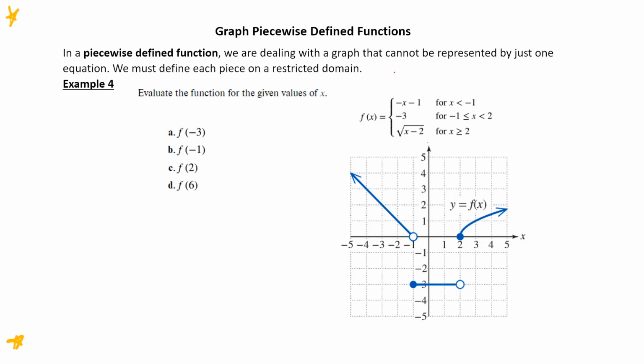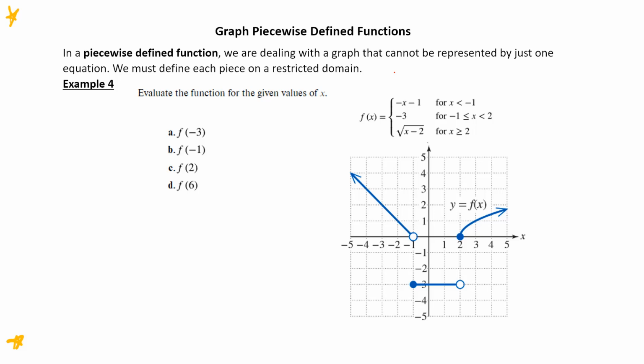All right, a piecewise function is a function that has to be defined in pieces because it is not just a graph that can be written as one equation. We have to define it over different intervals of the x-axis. So this function says f of x equals negative x minus 1 for x less than negative 1. It equals negative 3 for x between negative 1 and 2. And it equals the square root of x minus 2 for x greater than or equal to 2.